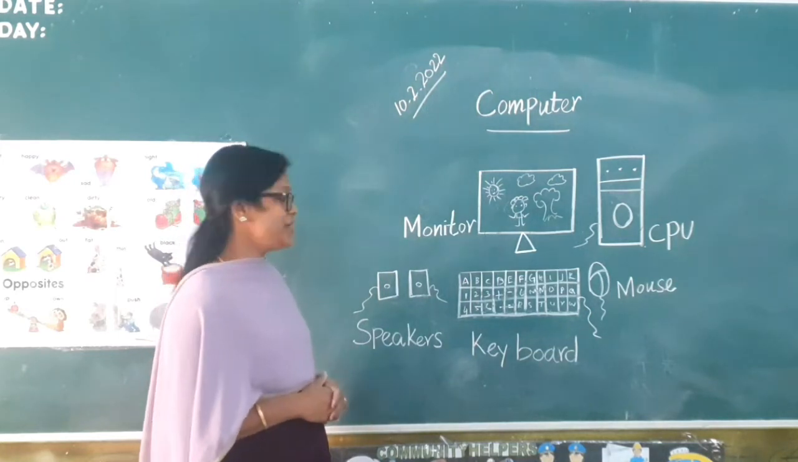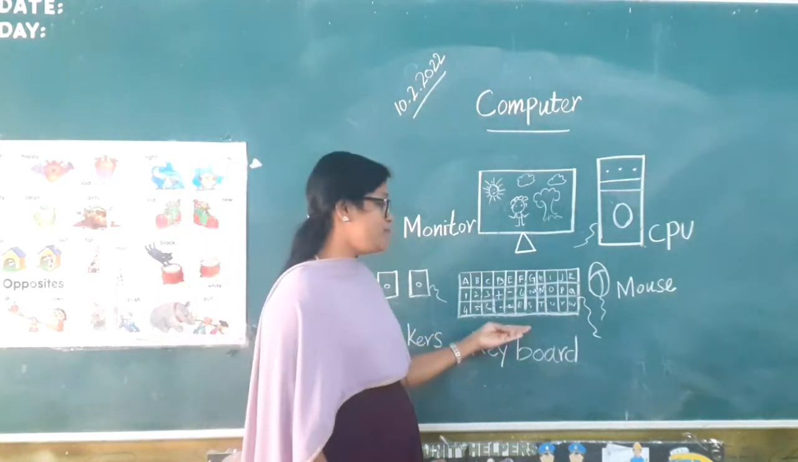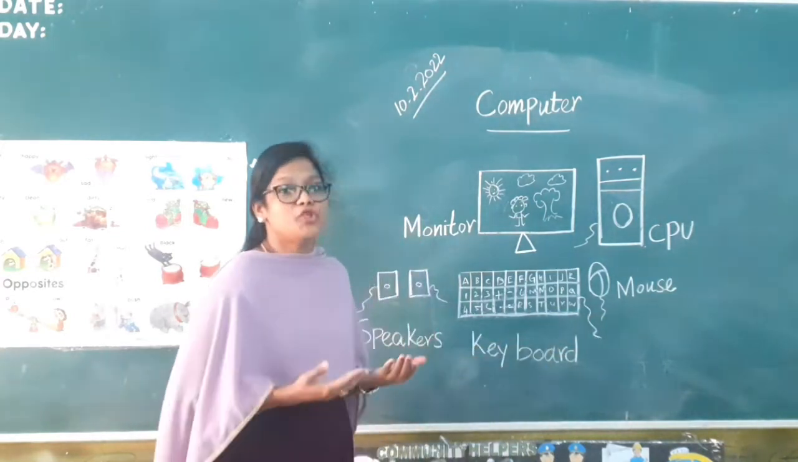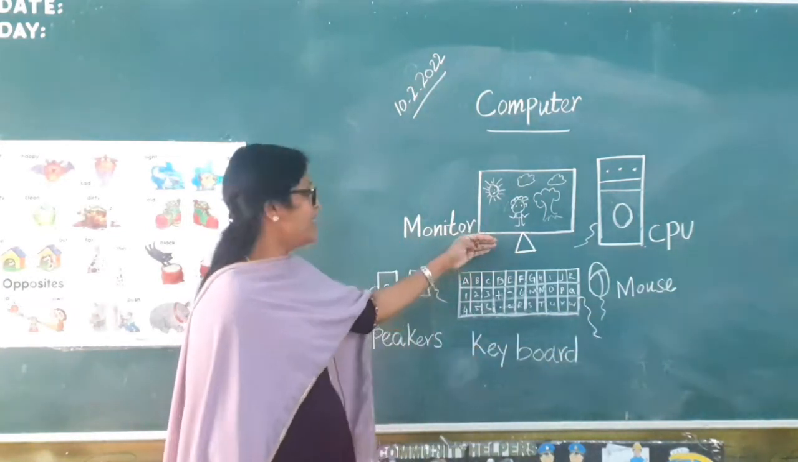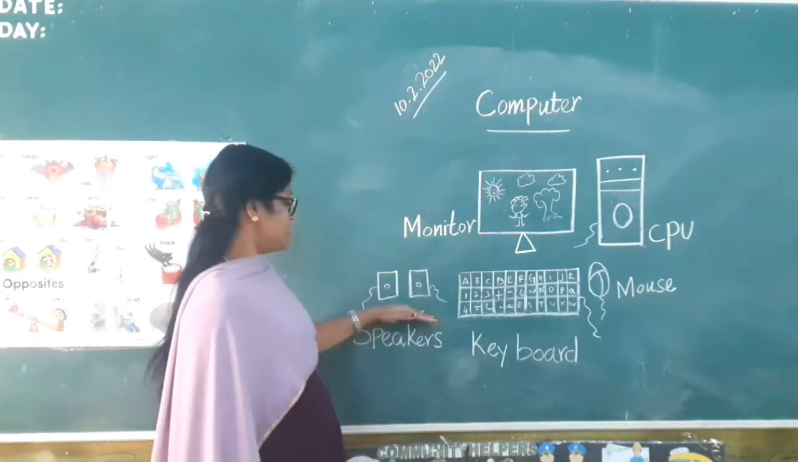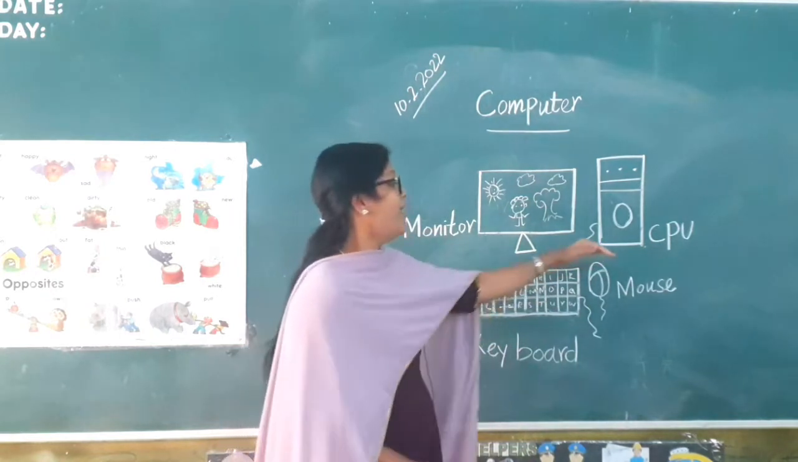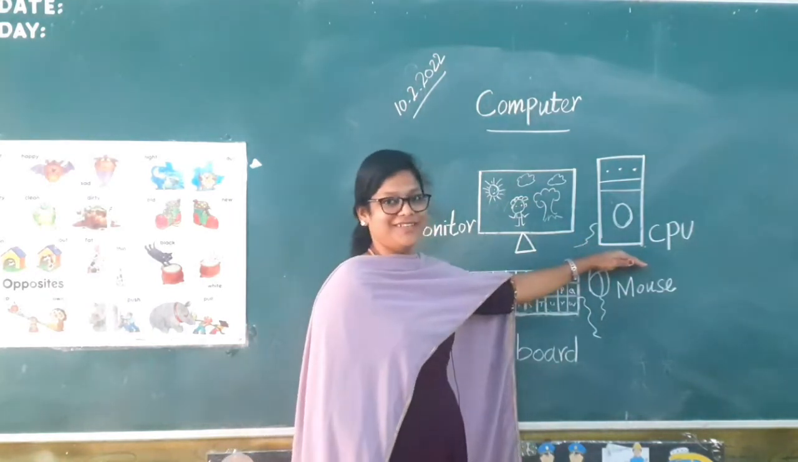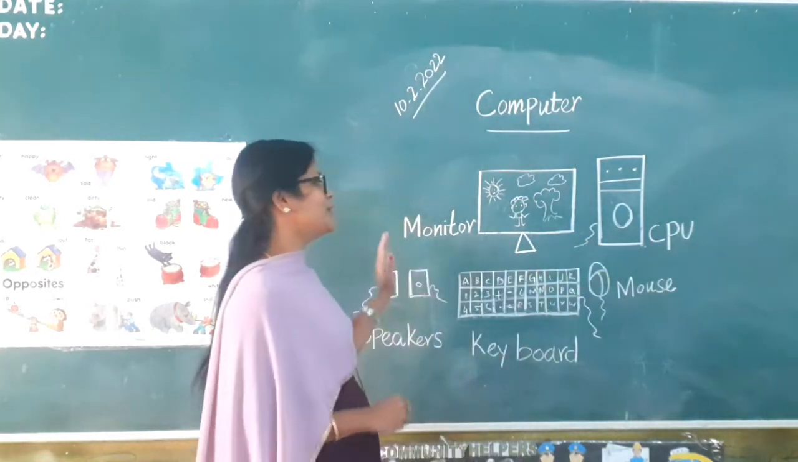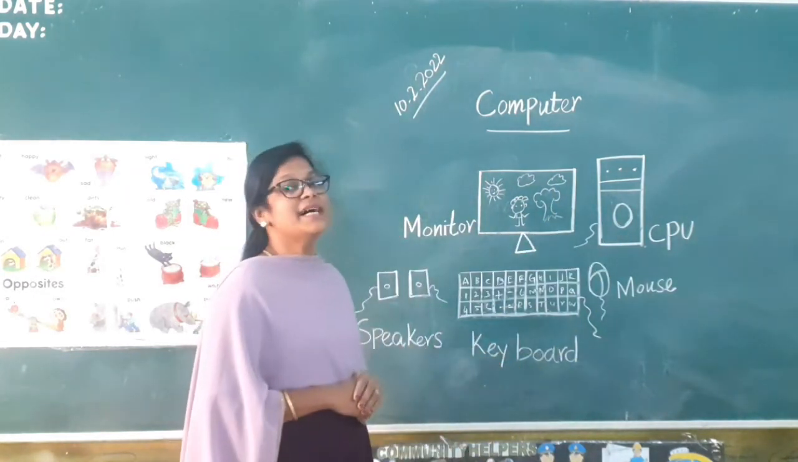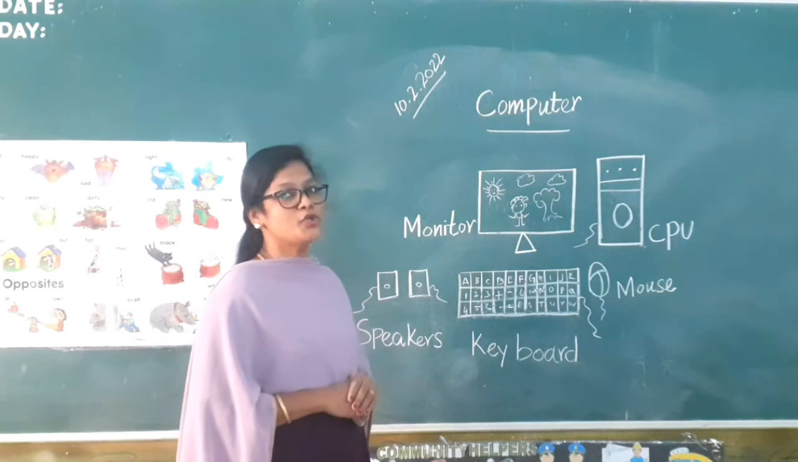So come on, tell me children, the input units are keyboard and mouse, the output units are monitor and speakers, and CPU is the heart of the computer. Okay children, I hope you learned the parts of the computer. Now let's learn the spellings and then move on to the drawing.